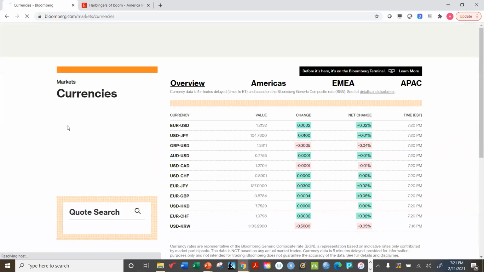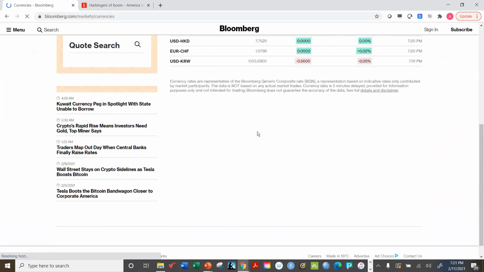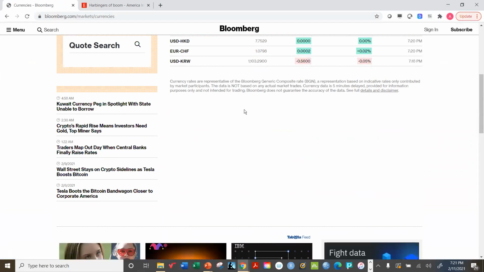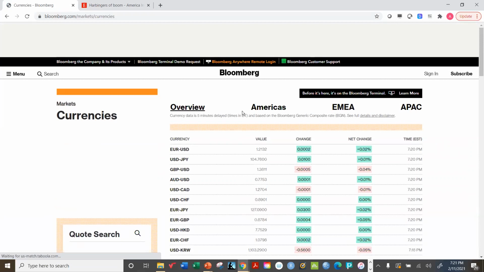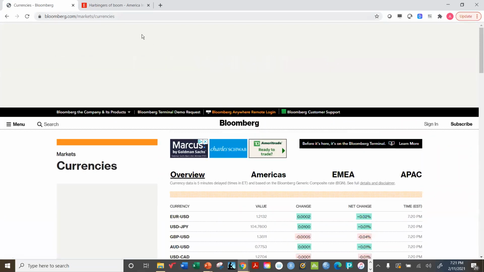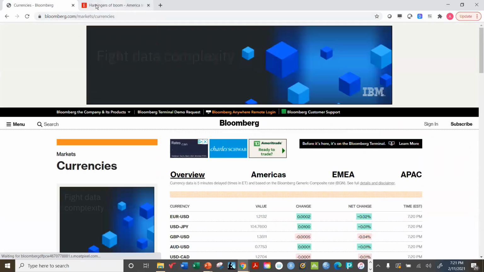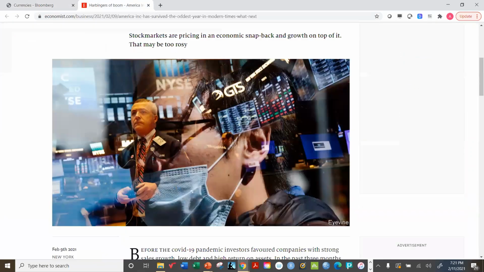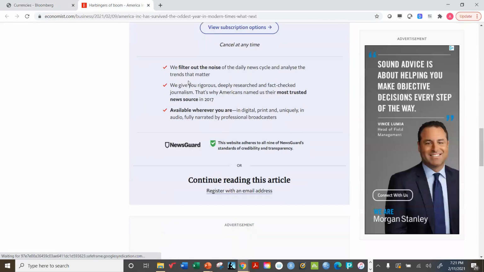Let's see, what do we have going on here? They have their quotes, but yeah, maybe not this. Yeah, I guess if you really want the articles, you have to go to a specialized website like The Economist. But yeah, you might find this interesting.